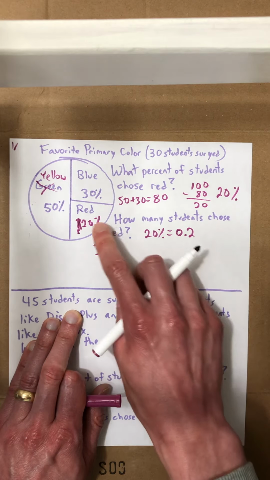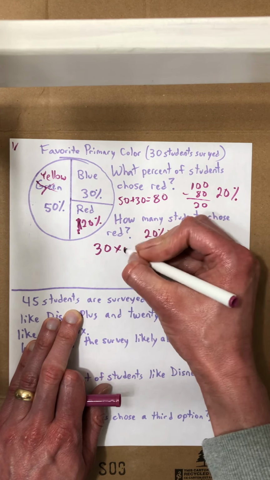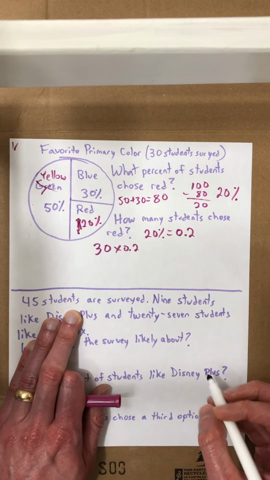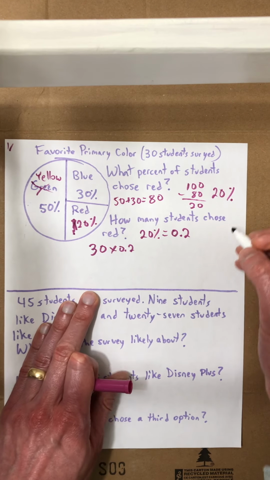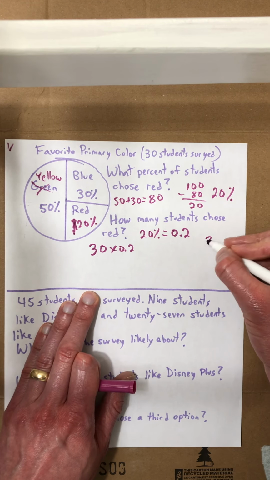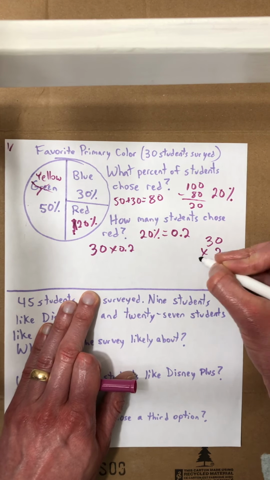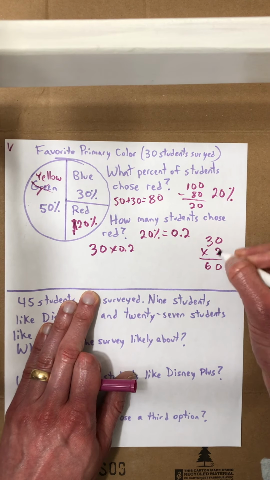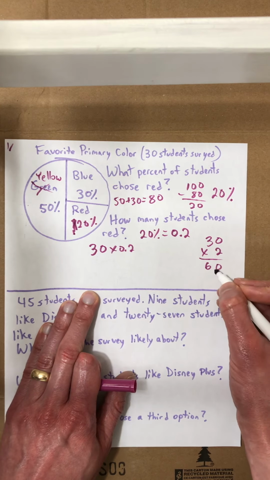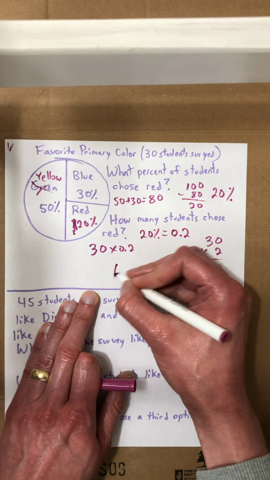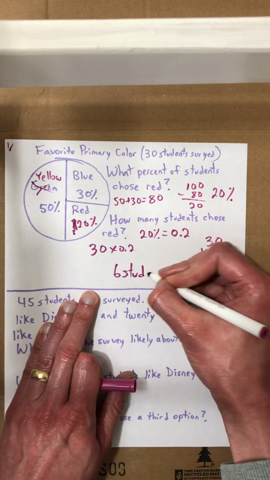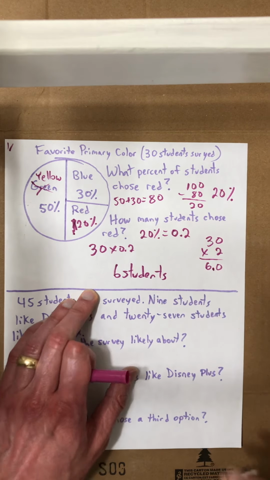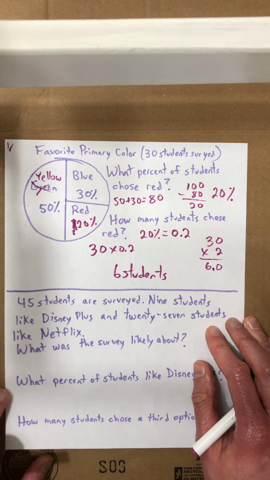So we're going to take 0.2, we're going to multiply it by 30, see if that gets us to how many students chose red. So up over here, we're going to pretend like there's no decimal at all. 2 times 0 is 0, 2 times 3 is 6. 1 decimal place there, 1 decimal place here, so 6 students chose red as their favorite primary color.